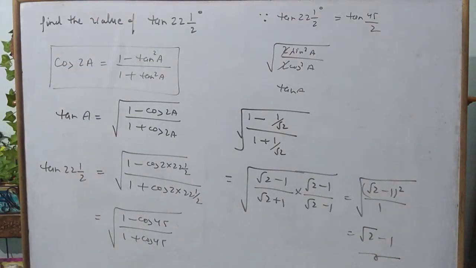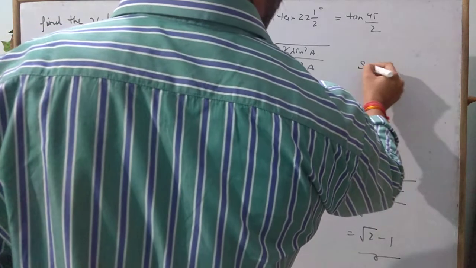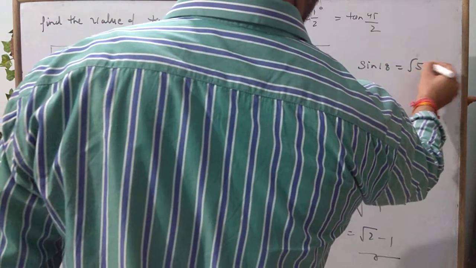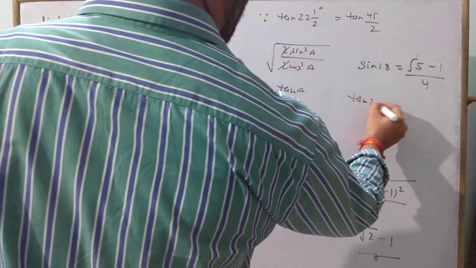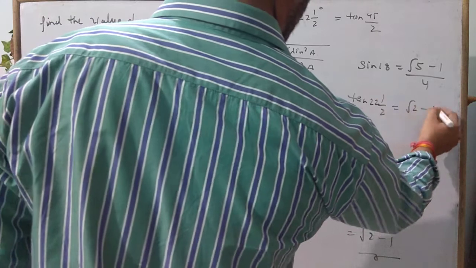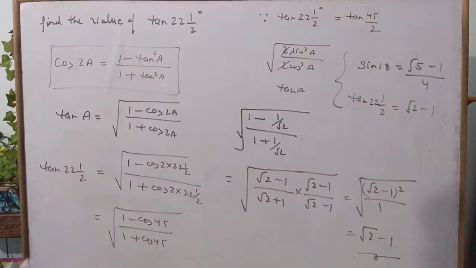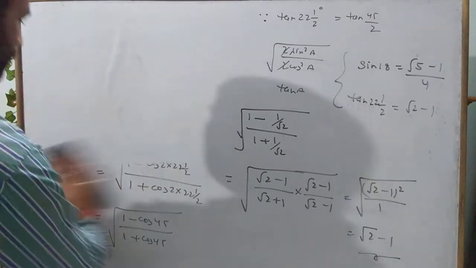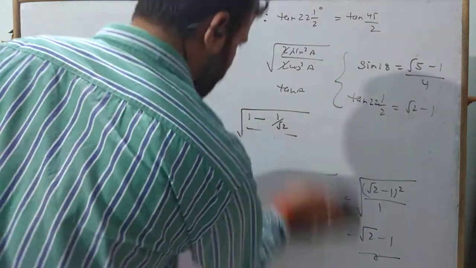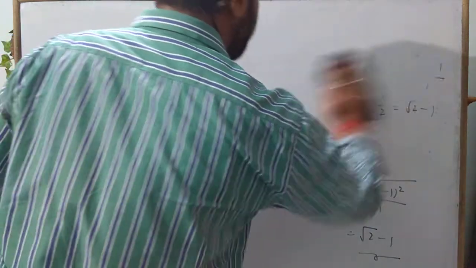So whenever we want the value of tan 22½, it's root 2 minus 1. This is also an important value. You can learn it, along with the value of sin 18. Again I repeat, the value of sin 18 is (root 5 minus 1) upon 4, and tan 22½ is root 2 minus 1. These are the two important values. Now some more questions. Try to practice the multiple angles.